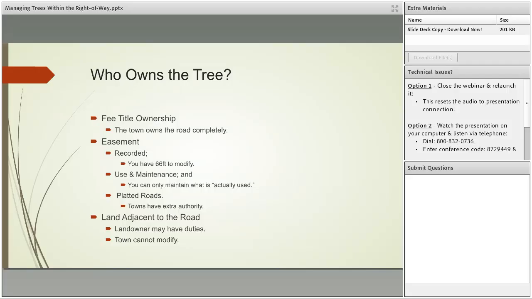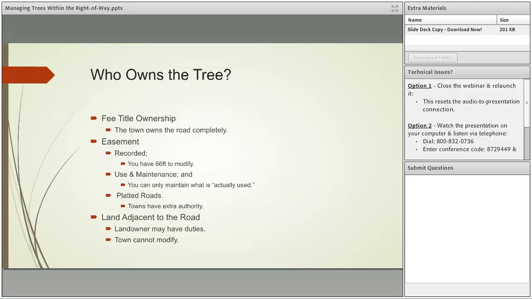There are 3 ways an easement can occur. You can have a recorded easement, and if it's recorded with the county, you do have all 66 feet of the right-of-way to modify. If your road was obtained through use and maintenance, that is under Minnesota Statute 160.05. Those are roads that over a period of 6 years the town has used and the town board has maintained, and we'll go into more detail about what that looks like later. The town can only modify what has been actually used. Platted roads are a little bit different, as in the platting agreement or the platting gift.